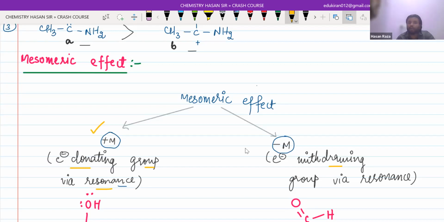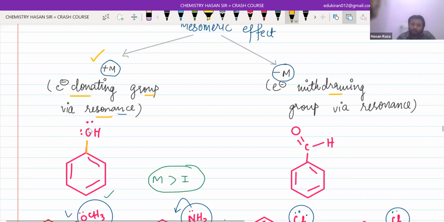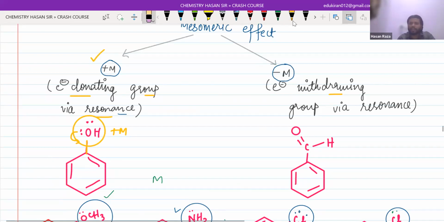As I told you, plus m and minus m and plus r or minus r, the group which is having lone pair and singly bonded, they will donate, and hence they will be acting as plus m. Always remember this. And the group which is having lone pair, but they are doubly bonded, so they will attract or withdraw electron. That's why they will be known as minus m. Is that clear, everyone?